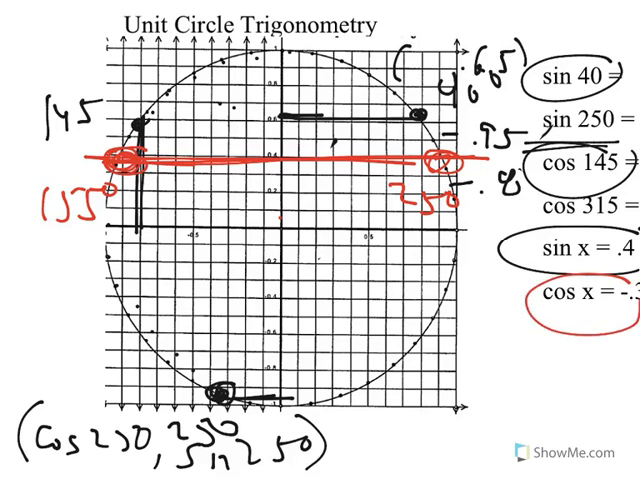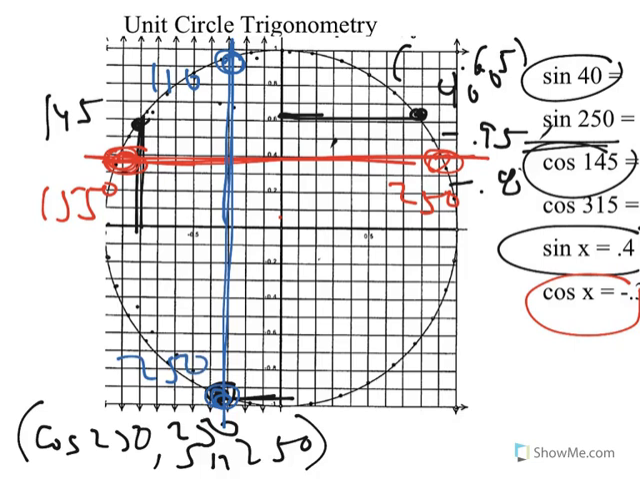If I want to know when cosine is equal to negative 0.3, I can go over to negative 0.3. I'm looking for the x-coordinate to be negative 0.3, so there's going to be two answers to that. And this one's at about 110 degrees, and this one's at about 250 degrees.